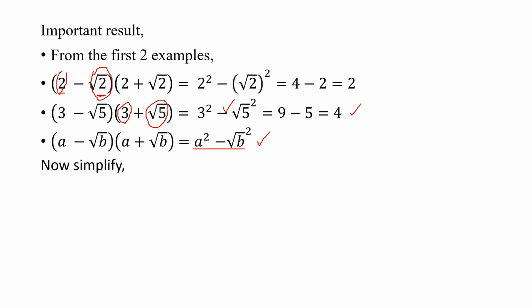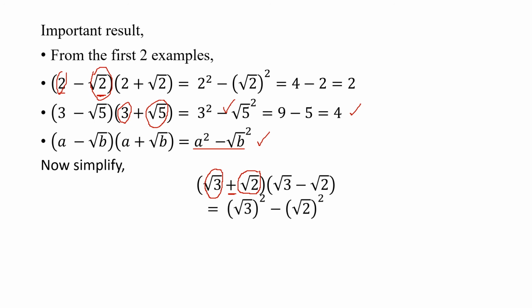Right, now I want to use this important result to simplify this. It is very easy. It is this one squared, the square root of root 3 squared minus the square root of root 2 squared. Please note that it is minus. Don't confuse that minus and this plus. This plus has no effect. So it is this one squared minus this one squared, and this simplifies to 3 minus 2, which is 1.